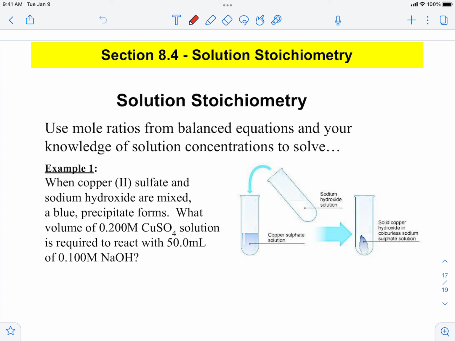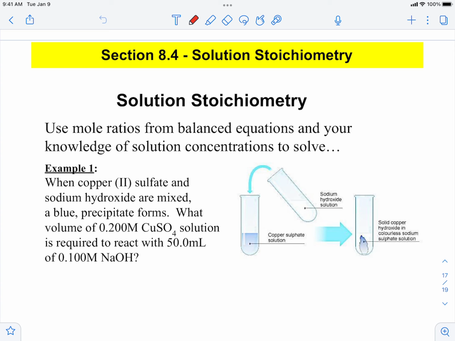Okay, this last topic is solution stoichiometry, and it is not really a new topic because individually, all the steps that we're going to show you, you already know how to do. It's just a matter of combining them in context and being able to carry out a problem with many things involved.